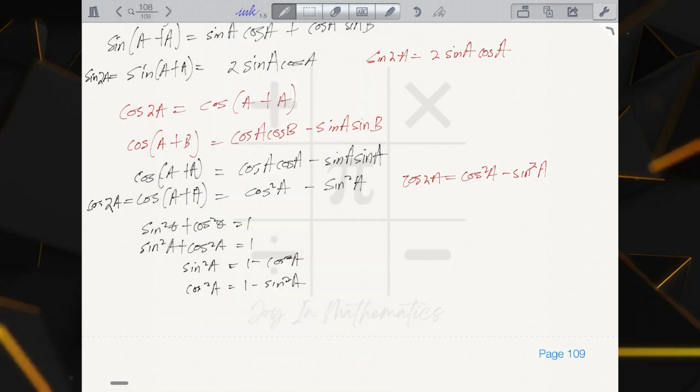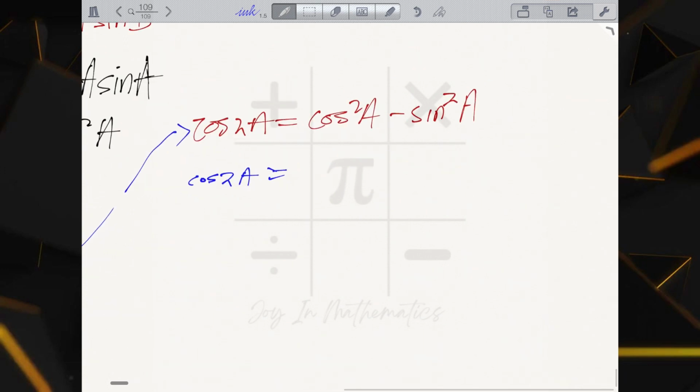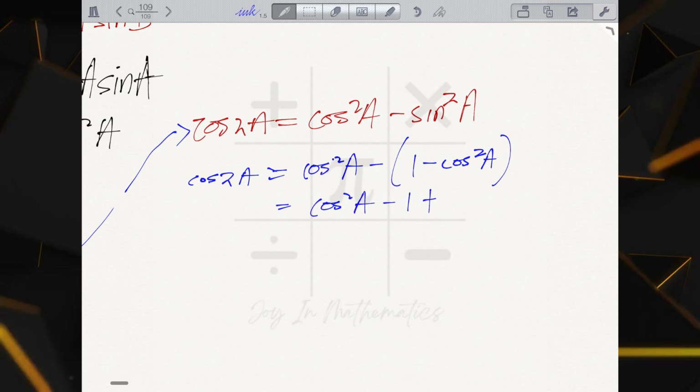Let's begin by substituting for sine squared A. Anywhere we see sine squared A in cos 2A, we change it to 1 minus cos squared A. So it will be equal to cos squared A minus (1 minus cos squared A), according to the first trigonometric identity. Simplifying further, we have cos squared A minus 1 plus cos squared A, which is equal to 2 cos squared A minus 1, an expression for cos 2A.